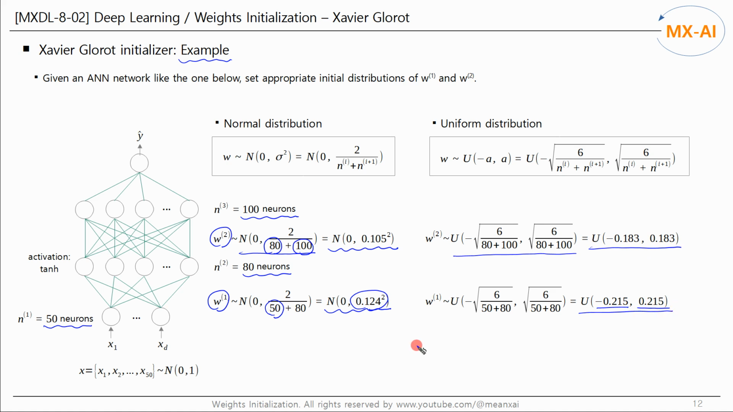In Xavier Glorot's method, when the activation function is sigmoid or hyperbolic tangent, it is assumed to be linear near the origin. However, this assumption does not hold when using activation functions such as ReLU. In the next video, we will look at Kaiming He's method for initializing weights using the ReLU activation function.